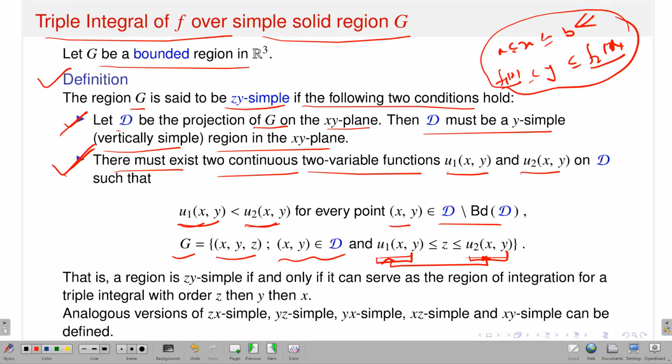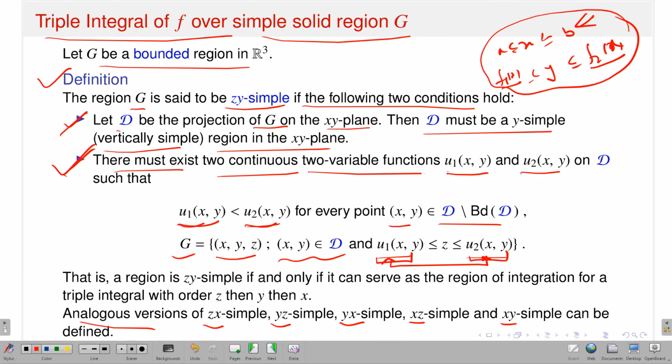Then you might ask, is there any kind of domain which is xy simple, or yz simple, or yx simple, or xz simple, or zx simple? Yes, it is a similar way. Like zy simple, you can also define analogous versions: zx simple, yz simple, yx simple, xz simple, all kinds of domains. But you have to be careful about which variable varies from a function of two variables, which varies over a function of one variable, and which variable is kept fixed. Depending on that, you can define all sorts of domains. But I hope this is clear.